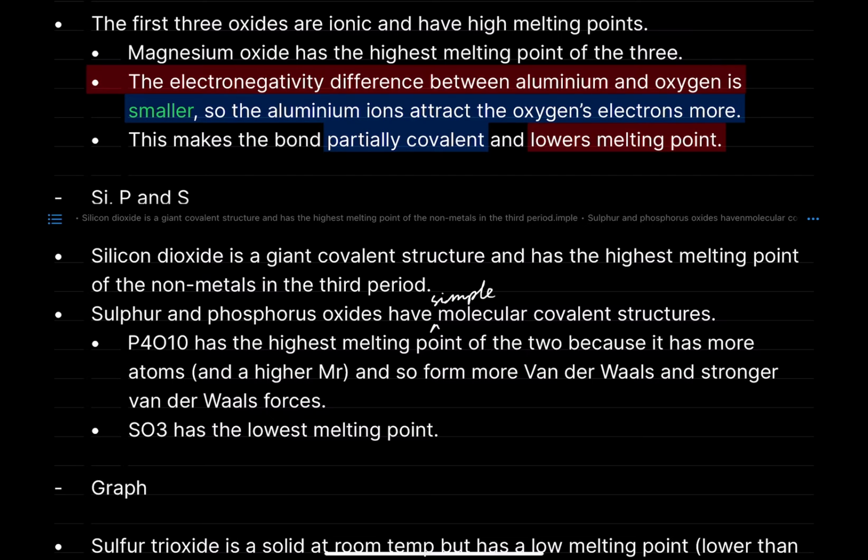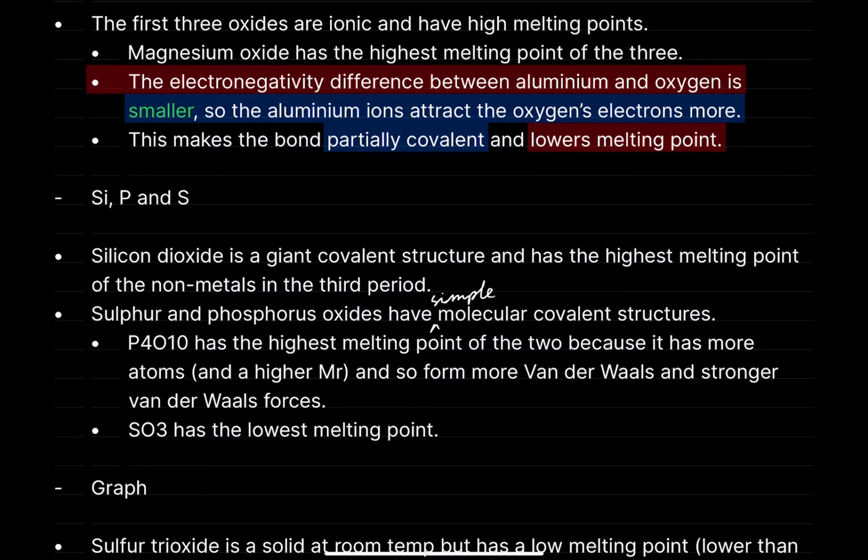This is one thing that I got from my teacher, because I was always confused. In textbooks, they would just say that there are stronger van der Waals intermolecular forces, but I thought that they were stronger because there were more van der Waals intermolecular forces. It turns out that with P4O10, you're forming more and stronger van der Waals intermolecular forces in comparison to SO3 or SO2, which would have fewer and weaker van der Waals intermolecular forces.